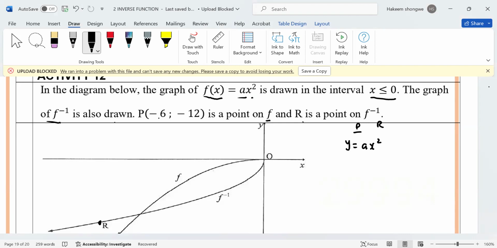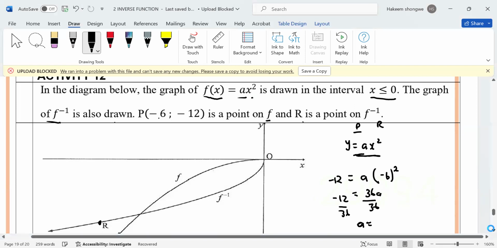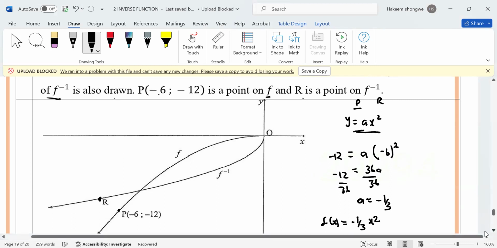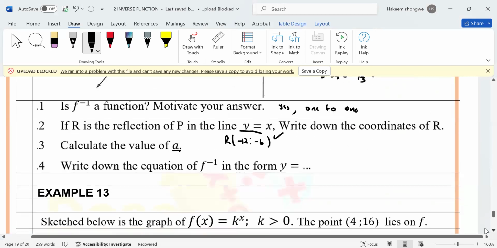Why point P? Because you are looking for f. If you're using the equation of f, you're going to use point P. What does point P say? It says you have -12, which is going to be equal to a times (-6) all squared. And then you get 36a, which is equal to -12. Divide by 36, divide by 36. Therefore, what is going to be our a? Minus 1 over 3. Therefore, f of x is going to be equal to minus 1 over 3 x squared. I think they wanted a, so if they wanted a, we are going to get 2 marks for that.